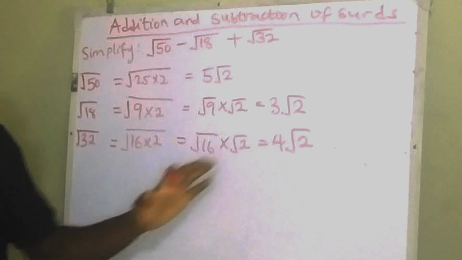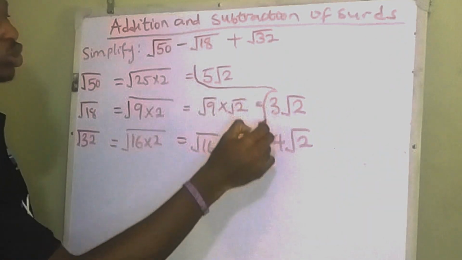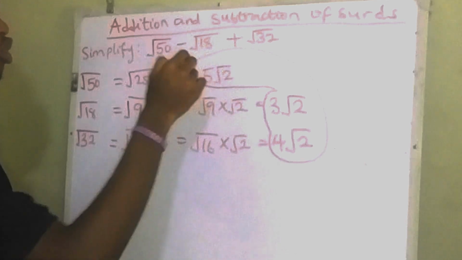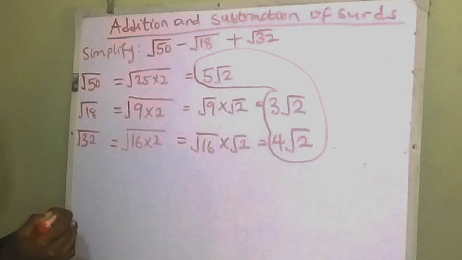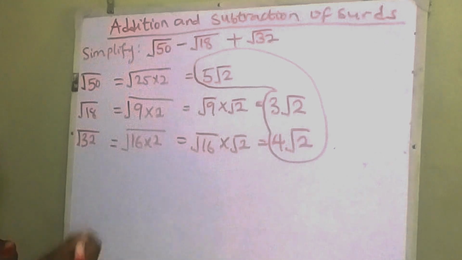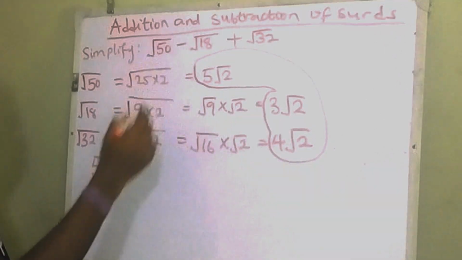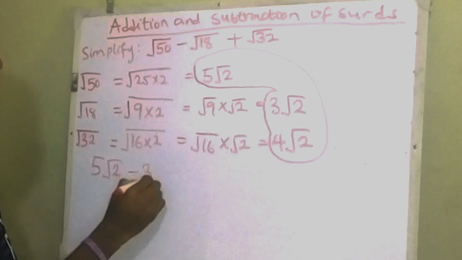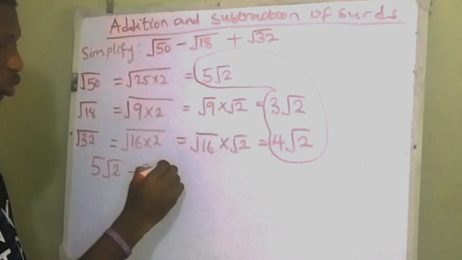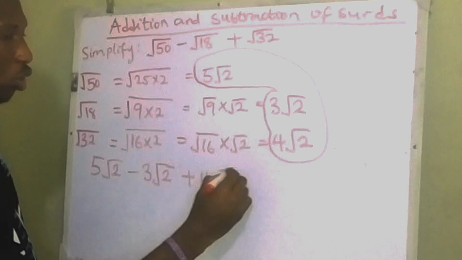Now these are all the reduced form of this expression we're given. So we can now put it back. We'll have 5 square root of 2 minus 3 square root of 2 plus 4 square root of 2.